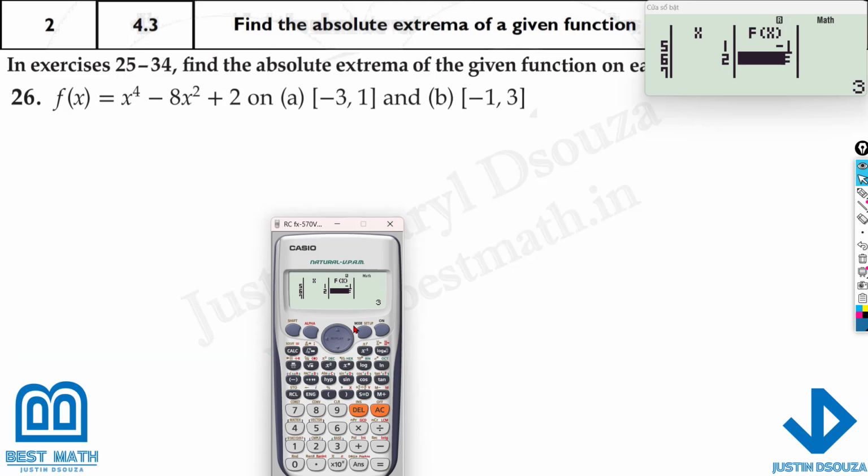Similarly, you can try all these problems in calculators. Since it is an electronic exam, you can use this method. Alpha x to the power 4, whatever is the given question, type it out over here. And then we have x squared plus 2. And now press equal to. Let's start at minus 3 itself, end at 1.